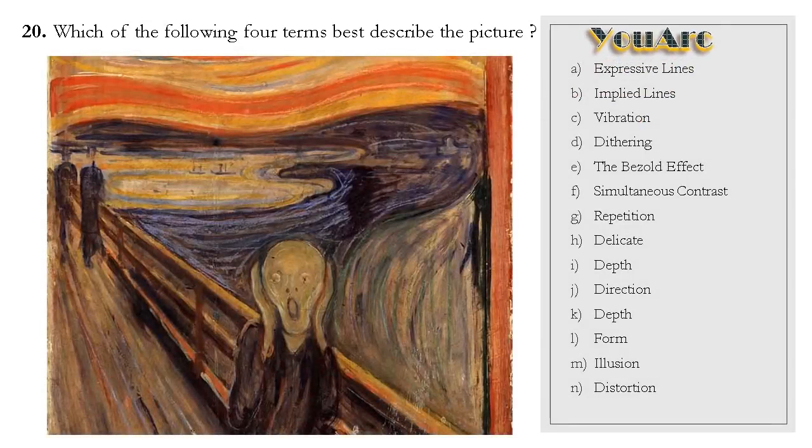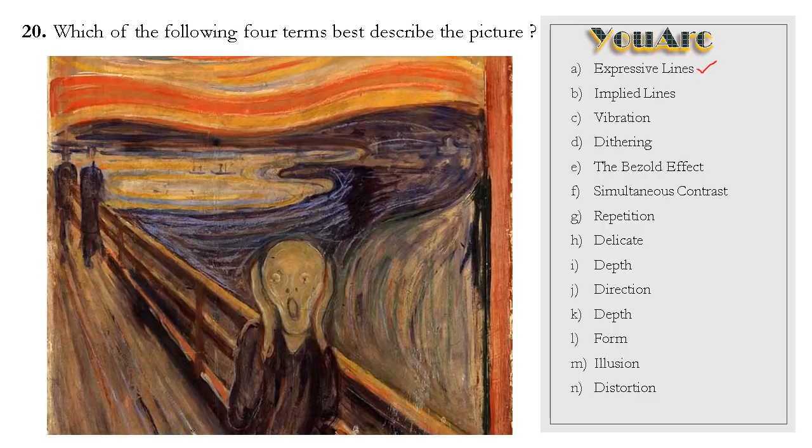So let's talk about the next question. Moving on to the options. Expressive lines. Yes, according to me, that is expressive lines. Expressive lines are lines which are connected with emotion or feeling that is expressed in the painting. So here we can feel anxiety. Look at these lines, right? Look at this area. So we can feel anxiety here. So I'll give expressive lines.